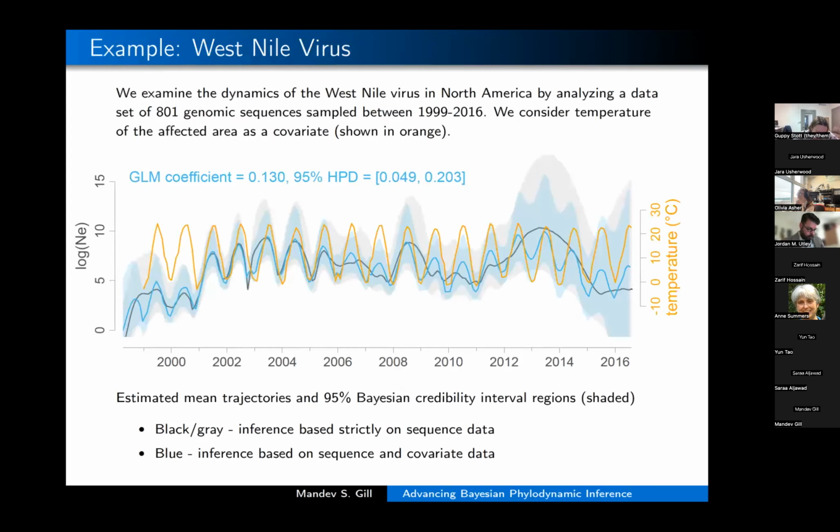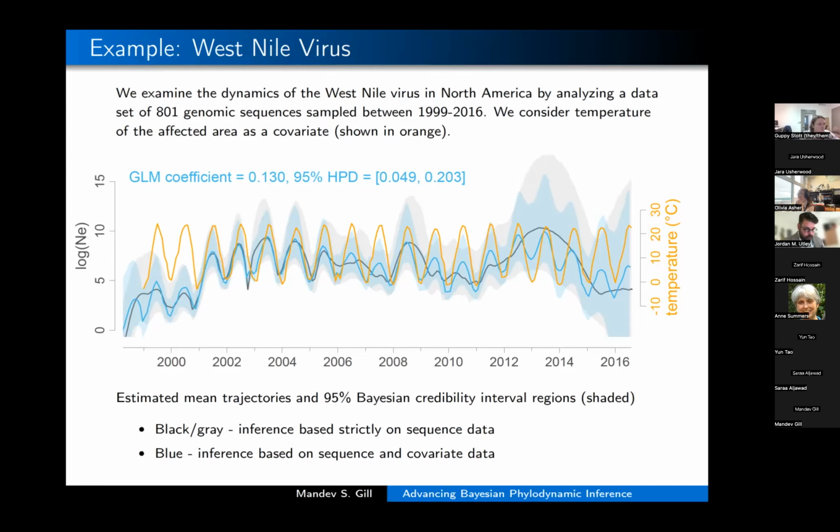Okay, so we can use this framework to examine the dynamics of the West Nile virus in North America. Here we consider a data set of 801 genomic sequences sampled between 1999 and 2016. And as a covariate, we consider the temperature of the affected area. So we infer a significant positive association between the effective population size and temperature.